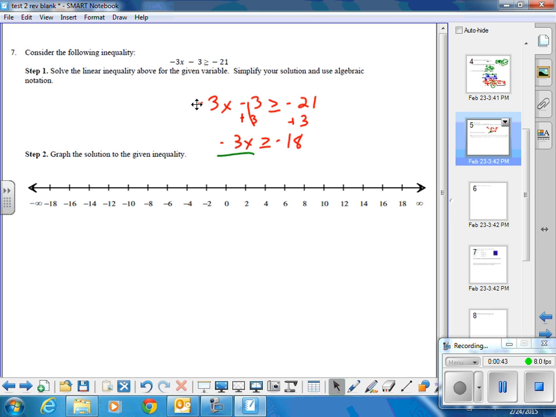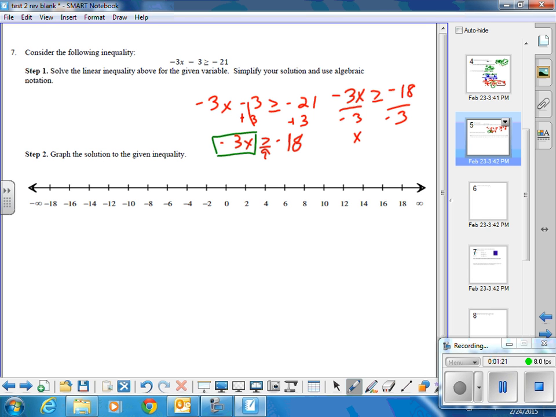Now, negative 3x, the thing with x is negative, okay? With inequalities, whenever the thing with x is negative, the number 18 does not matter if that's negative or positive, ever. Whenever the thing with x is negative and you're dividing, you have to flip that middle symbol. So I have negative 3x is greater than or equal to negative 18, and I'm going to divide by negative 3.